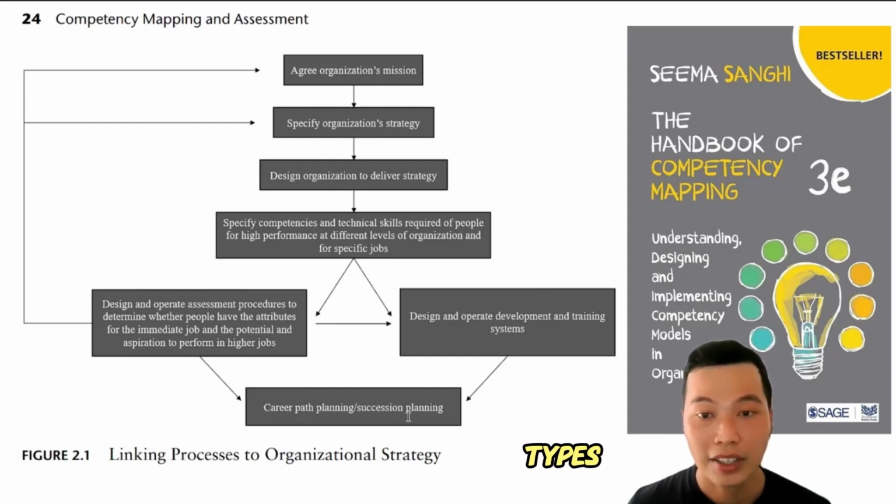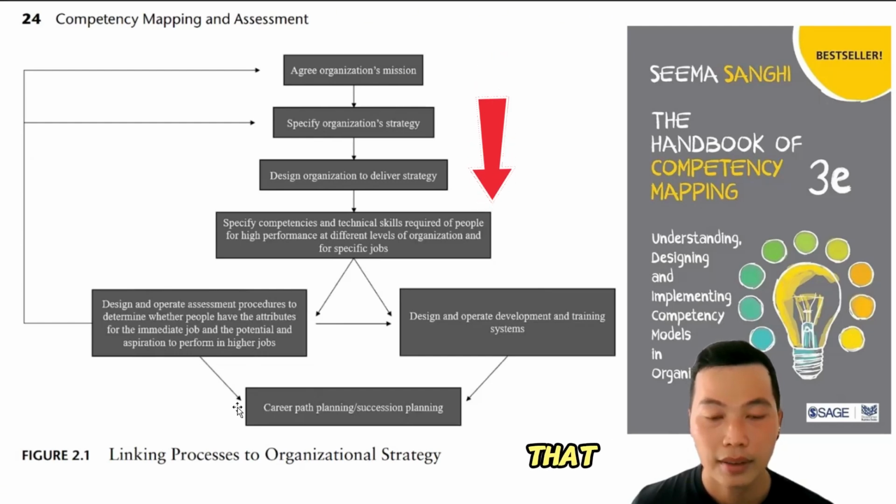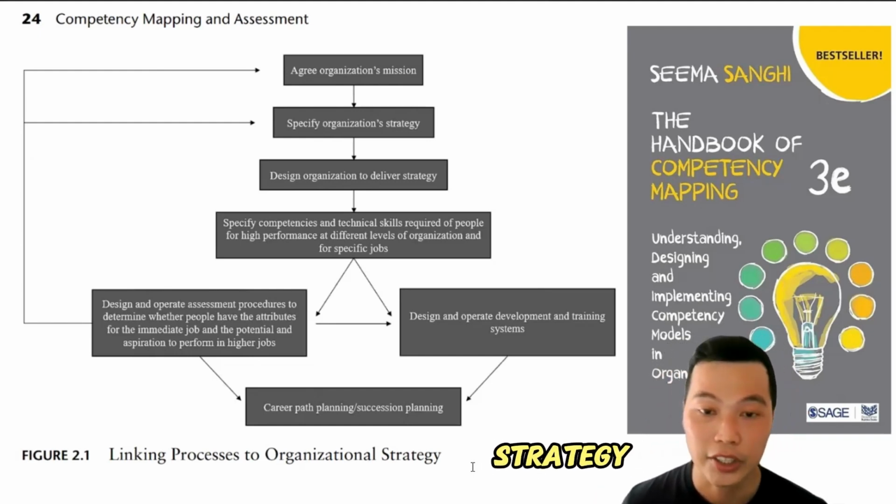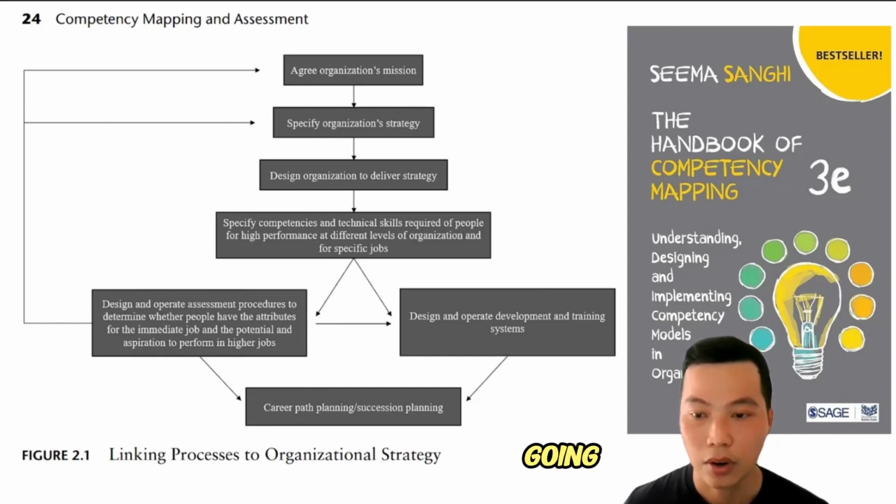There are actually two types of arrows. We can see that this one and the upward one. So the first, the downward arrows, the design flow: mission, strategy, organization design, competencies, assessment and development to career and succession. This is the design logic. The second arrow is the feedback arrows. You can see the arrow from assessment going back up to mission and strategy. This is the validation and adjustment logic.